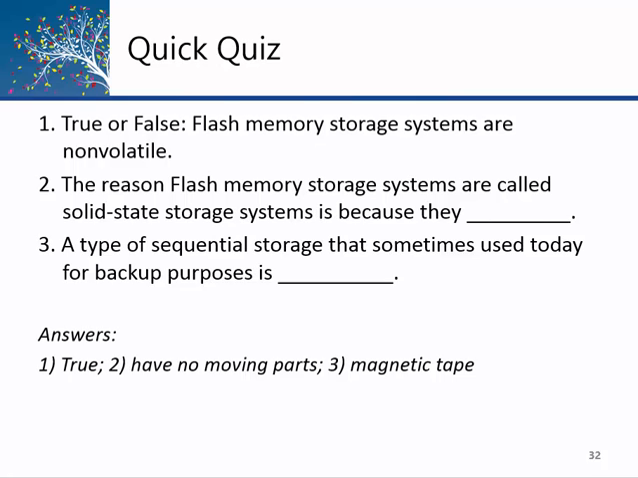True or false? Flash memory storage systems are non-volatile. That is true, because all storage is non-volatile. That's what makes it storage. Right? Memory is volatile.